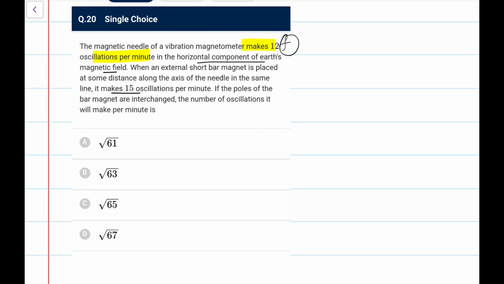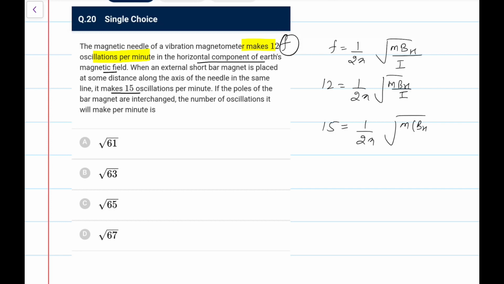So first of all, this 12 oscillation frequency I can write as 1 upon 2 pi under root of mB_H by I, where B_H is the Earth's field. M and I will remain the same. So 12 is equal to 1 upon 2 pi under root of mB_H by I. And when a bar magnet is placed on the axis, the field will definitely increase because the frequency is increasing. That is 1 upon 2 pi under root of m (B_H plus B due to magnet) upon I, and that is 15.